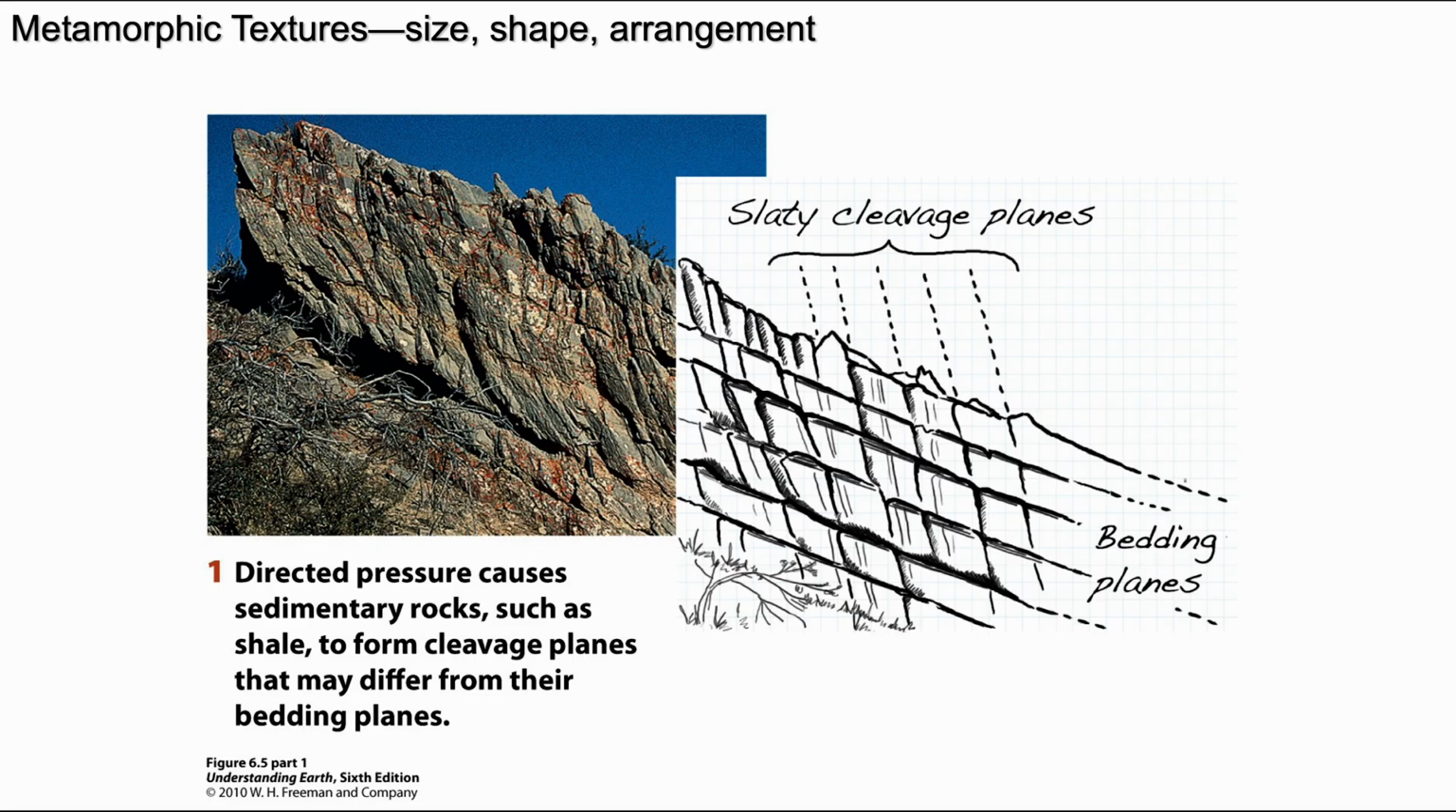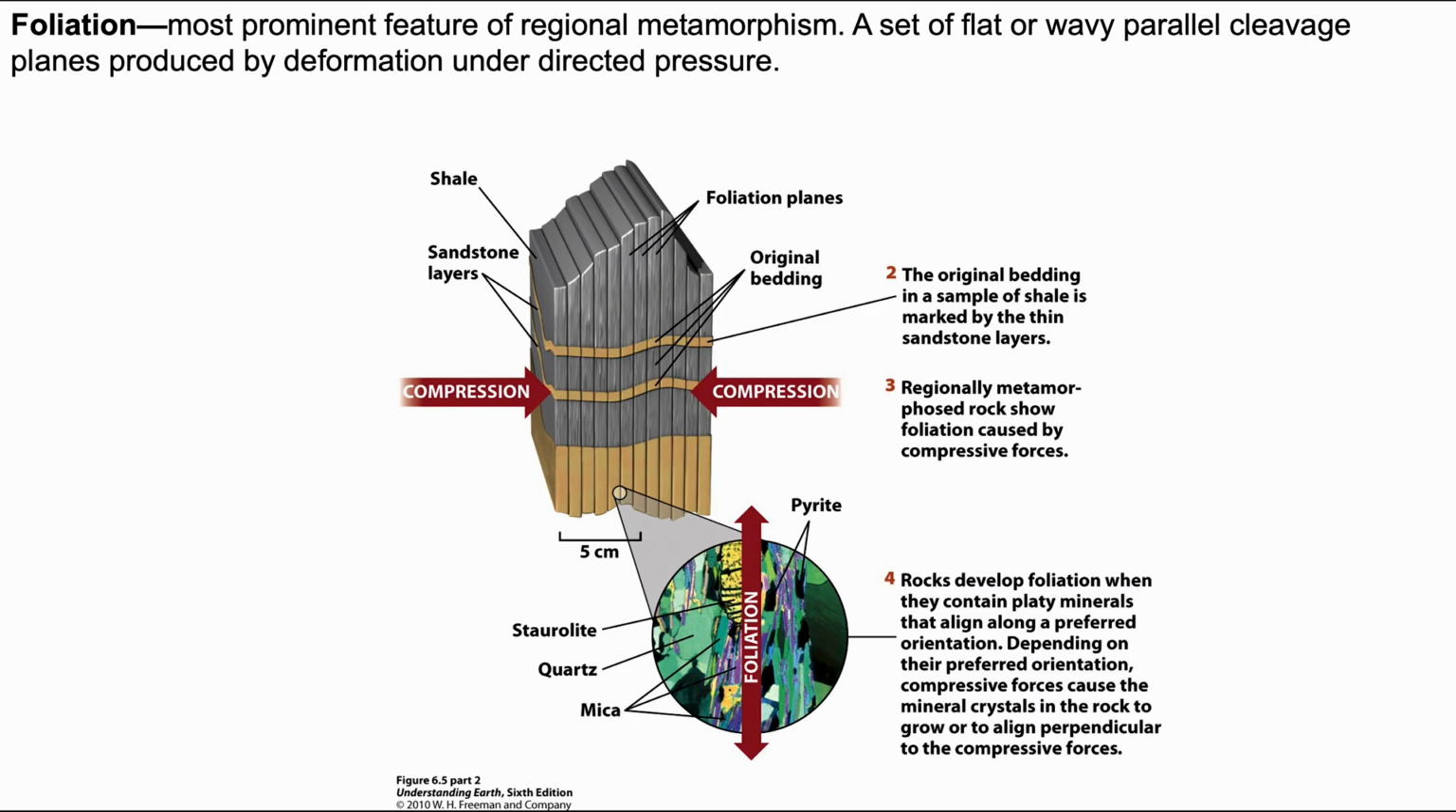Metamorphic textures include size, shape, and arrangement of minerals. Directed pressure causes sedimentary rocks such as shale to form cleavage planes that may be different from their original bedding planes. So in this example, this rock has been tilted at, say, a 40-degree angle from its original horizontality, and the rock is compressed from the left and the right. This compression results in slaty cleavage planes. The rock is going to split along these slaty cleavage planes as opposed to splitting along the bedding planes.